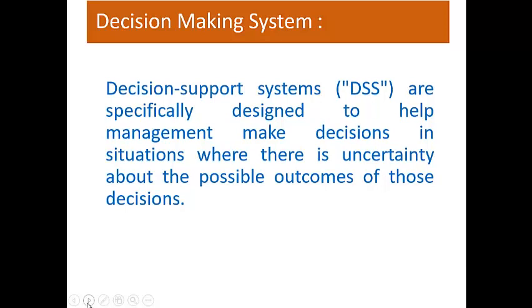Decision-making system, decision support system, or decision-making system are especially designed to help management make decisions in a situation where there is uncertainty about the possible outcome of those decisions. And sometimes in decision-making system, we may use as what they are doing today, artificial intelligence, where uncertainty can be minimized by having an artificial intelligence decision-making system.